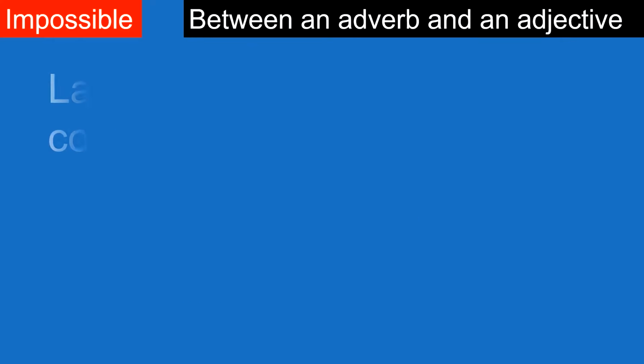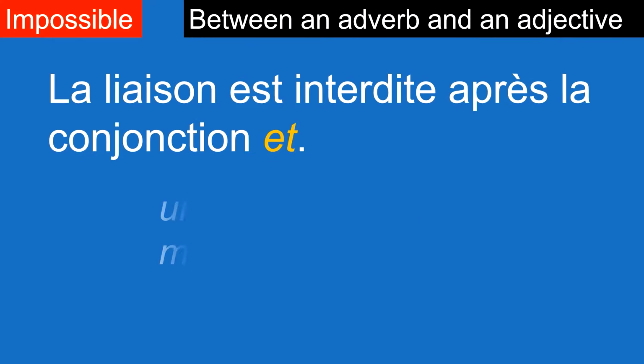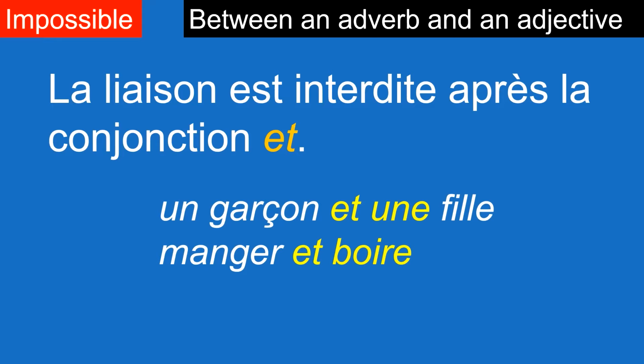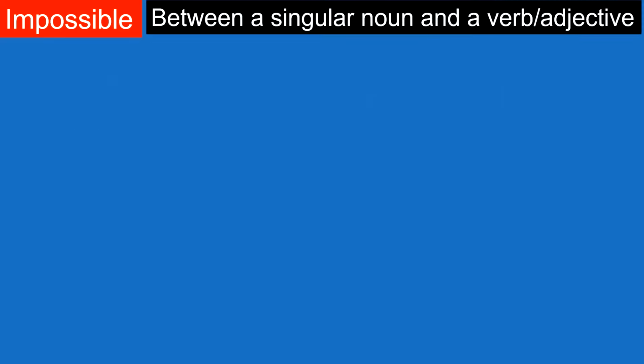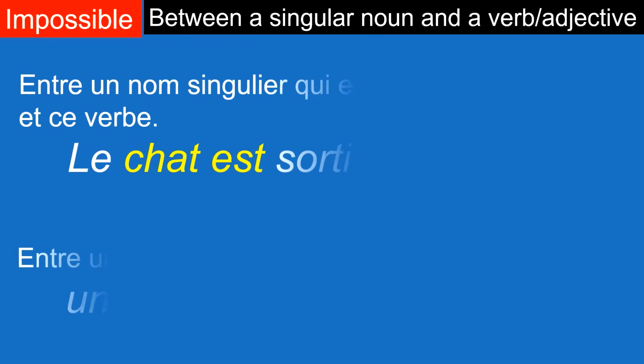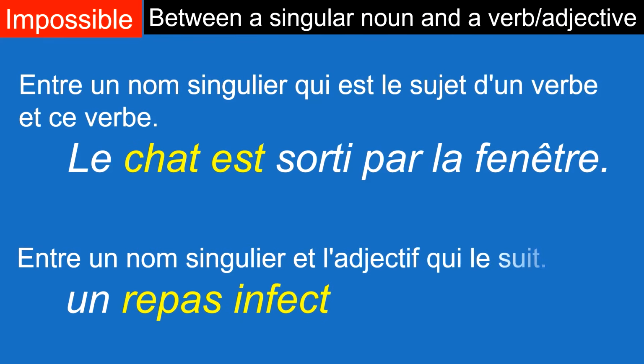La liaison is not allowed after the conjunction et, and. For example, un garçon et une fille. You cannot say un garçon est une fille. It will sound like the verb être. Doing la liaison between a singular noun and a verb, or between a singular noun and an adjective, is also forbidden. Le chat est sorti par la fenêtre. Un repas infect.